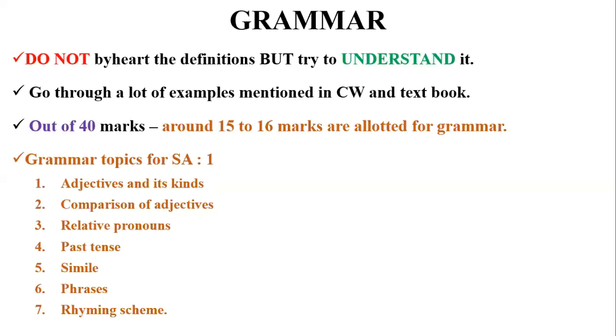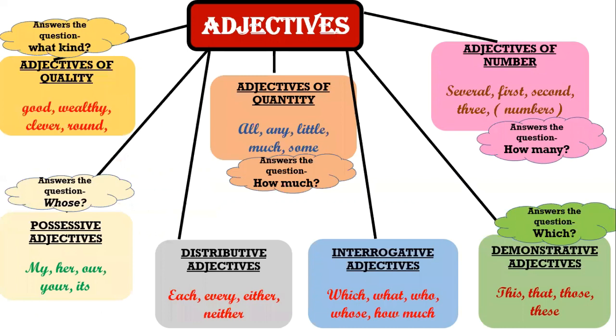So as I told, adjectives, comparison, we'll just have a brush up. So first one is adjectives. Just remember this picture. Register this picture into your head. Adjectives of quality means it's about the kind: good, wealthy, clever, round, all these. Next one, adjectives of quantity. Quantity is different, so in that remember all, any, little, much, some, all these are adjectives of quantity. It's telling about the quantity.